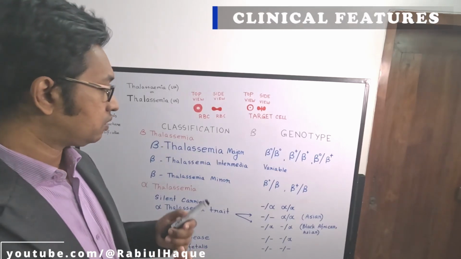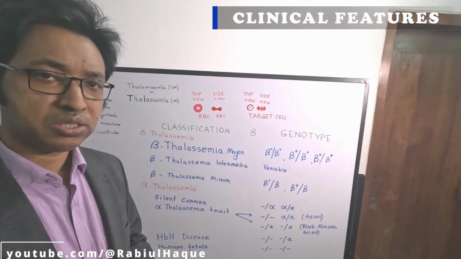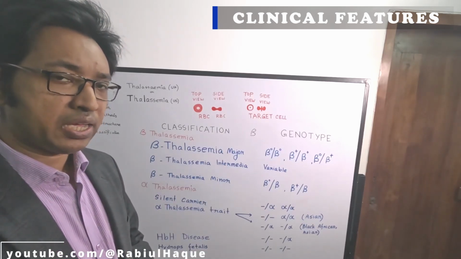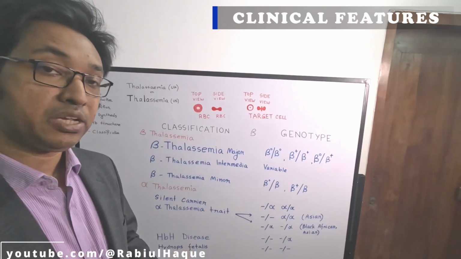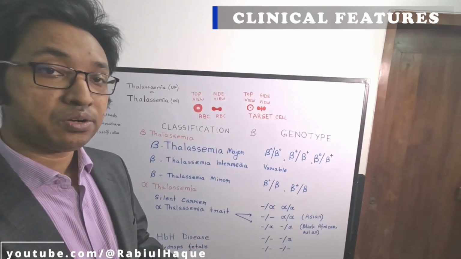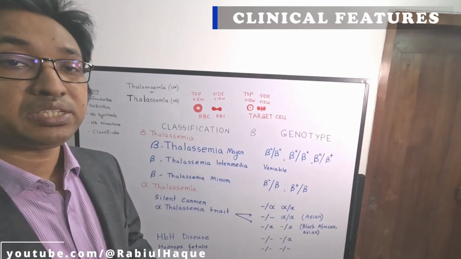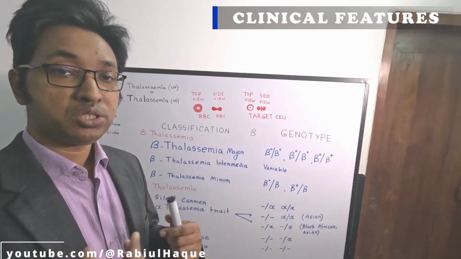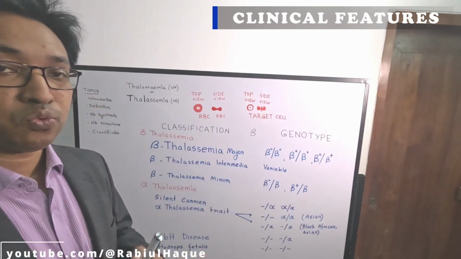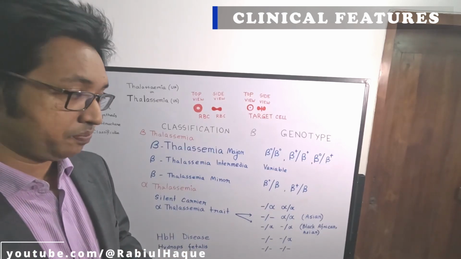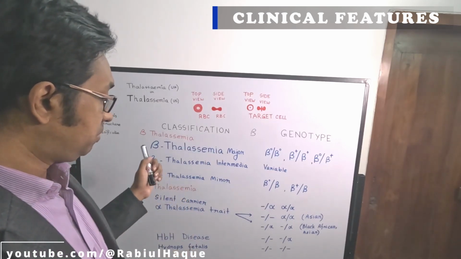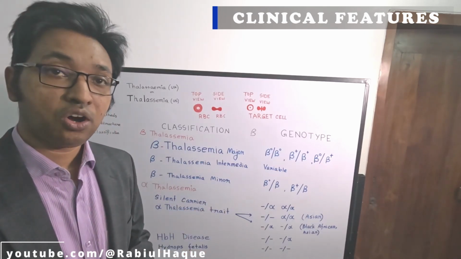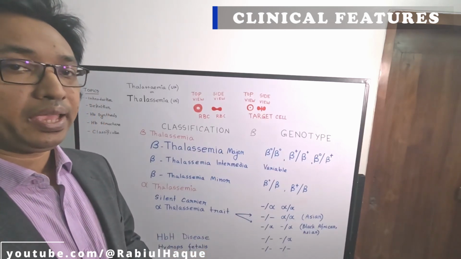So what will be the clinical features of a patient with beta-thalassemia? We have already mentioned that if the patient has beta-thalassemia major, the patient will suffer from severe anemia that will require repeated blood transfusion. The hemoglobin level will be from 3 to 6 gram per deciliter in case of untransfused patient. Now, if we are talking about beta-thalassemia minor, these patients will be asymptomatic or they may be mildly anemic.